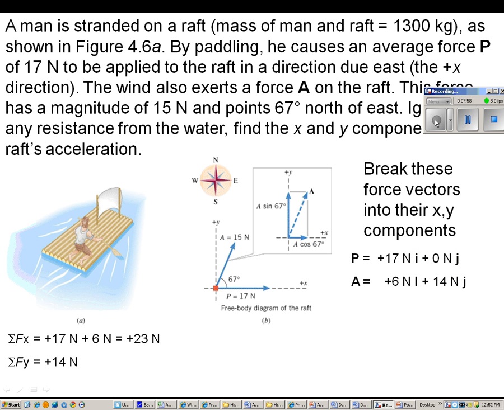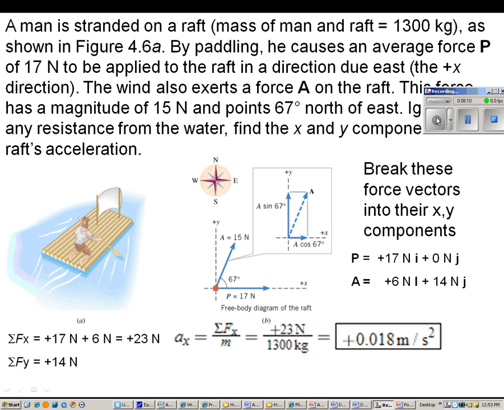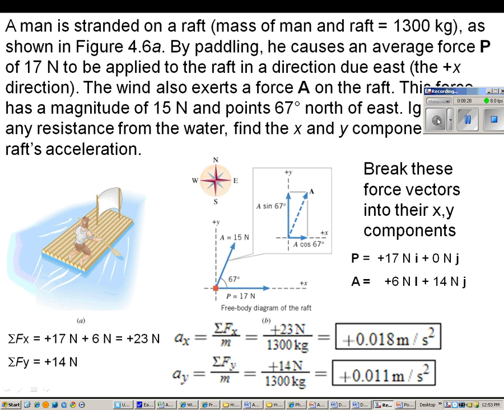If you look over here at the left, if you sum up those forces in the x, you get 17 plus 6 equals 23. You sum up those forces in the y, you get 0 plus 14 equals 14. Now let's look at the equation. Acceleration equals force over mass. This is the x direction, remember, so we have 23 newtons divided by the mass, 1,300 kilograms. And so we end up with an acceleration in the x direction of 0.018 meters per second squared. We do the exact same thing in the y direction. Our summation of the forces in the y direction was 14 newtons, our mass is 1,300 kilograms, and our acceleration in the y direction is 0.011 meters per second squared.